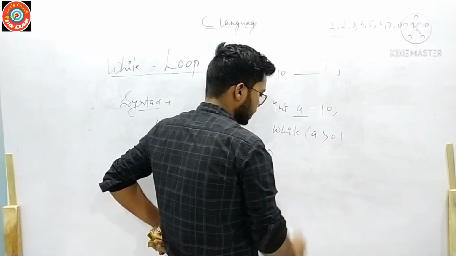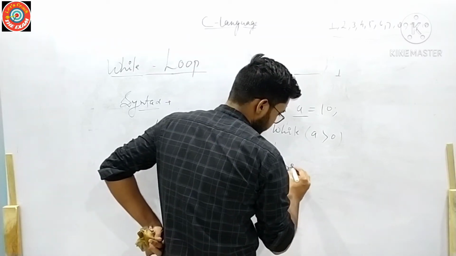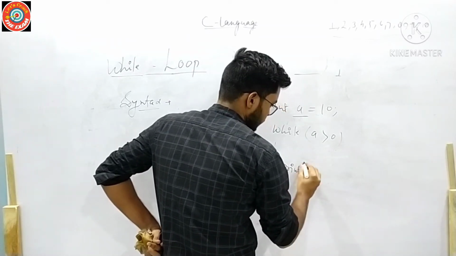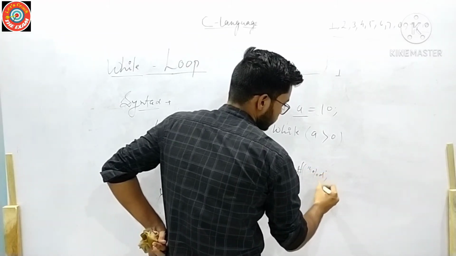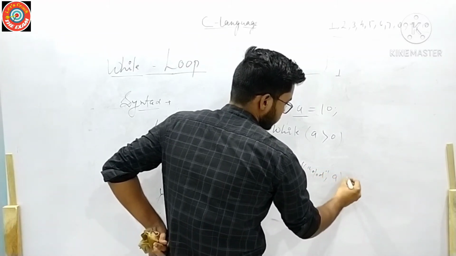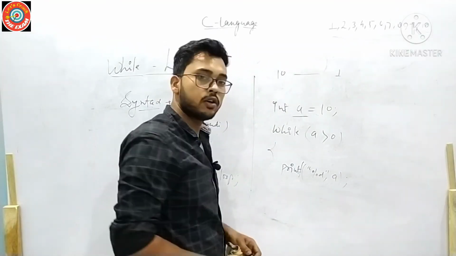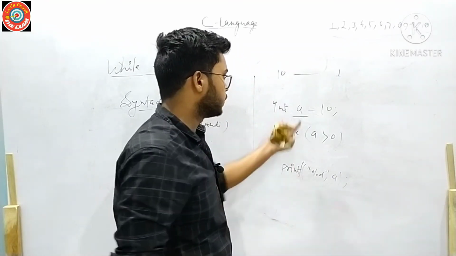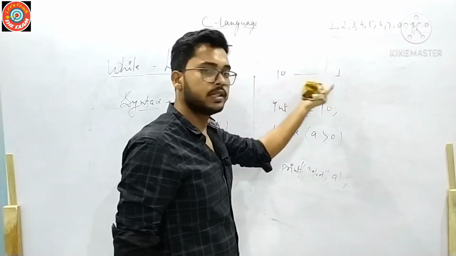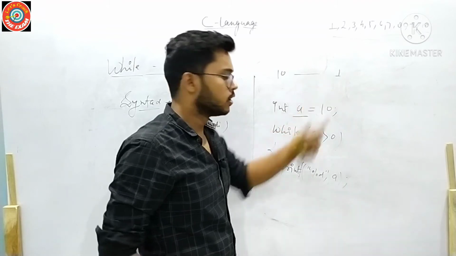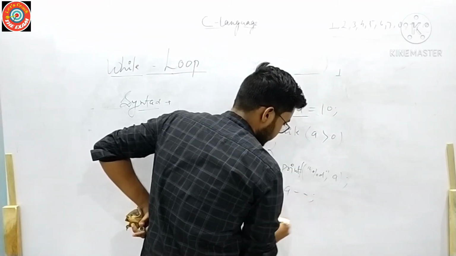Now we will write the body of the while loop. We want to print the value of a. Now we have to increment or decrement the value of a. We want to print the numbers from 10 to 1, so we want to decrease the value of a, so we will use the decrement operator here, a minus minus.